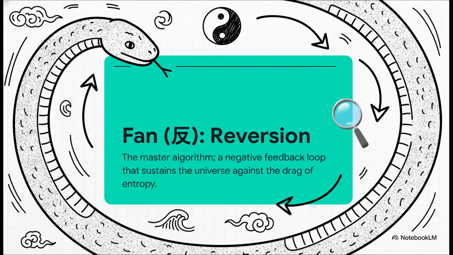So you've got this new dynamic engine running. What keeps it from just spinning out of control and into total chaos? Well, there's a master algorithm for the Ouroboros. It's a force called fan, or reversion. It's basically a super powerful negative feedback loop that makes sure the system always curves back on itself. It's the reason the snake's head always finds its tail, which maintains this incredible dynamic stability.